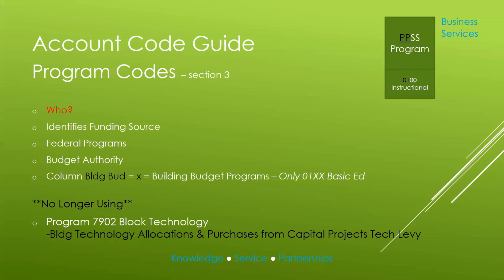The account code guide also provides the budget authority. So it shows who is responsible for this funding source. There's also a column that identifies the budget with an X, and it's typically just the 01 basic ed program, so that makes this portion a little easier. Now, I do need to highlight that we are no longer using program 7902 block technology. Going forward, any building technology allocations and purchases will be from the Capital Projects Tech Levy, and we'll provide more information about that.